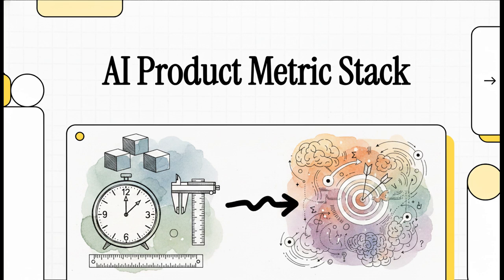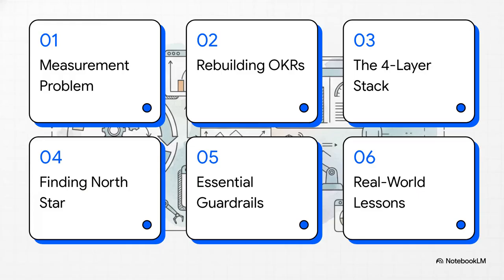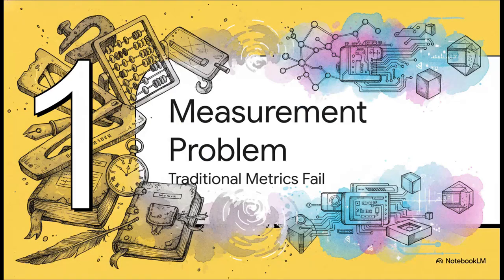So stick with me here, because over the next few minutes, we're going to break down exactly why this happens. And by the end of this explainer, you'll have a complete, robust framework for measuring exactly what your AI is doing under the hood. So here's our roadmap for today. We'll start with the measurement problem, then we'll get into rebuilding OKRs, followed by the 4-layer stack. After that, we'll talk about finding your North Star, putting essential guardrails in place, and finally, we'll wrap up with some real-world lessons. Section 1.